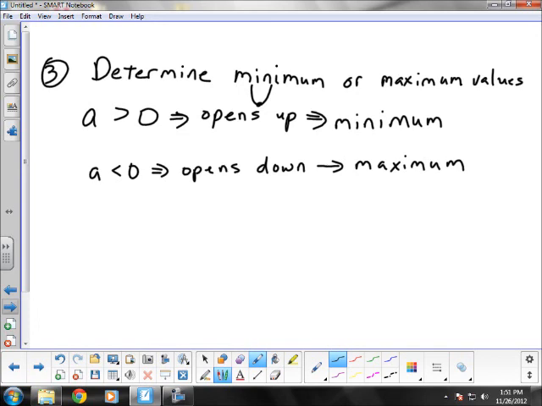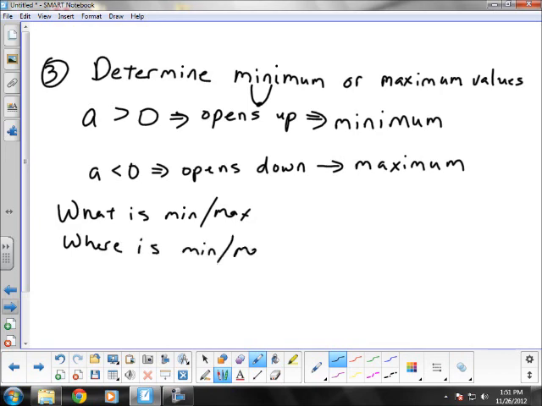Okay? The big thing that people have trouble with here is they have two different questions they ask about minimums and maximums. They ask, what is the min or max? And they ask, where is the min or max? Okay? Those are two different questions. They're both still talking about the vertex. Both of these answers I get from the vertex.